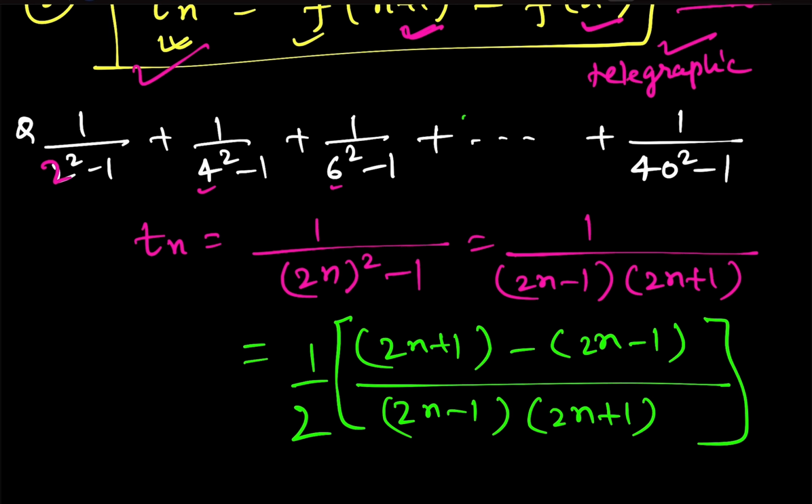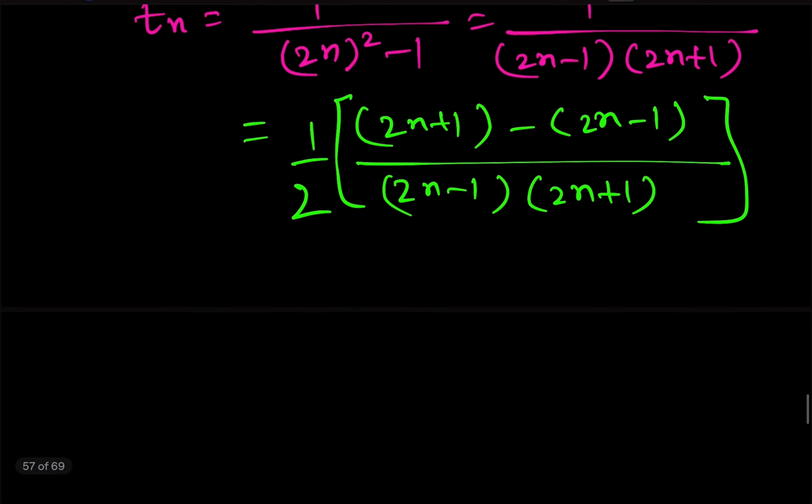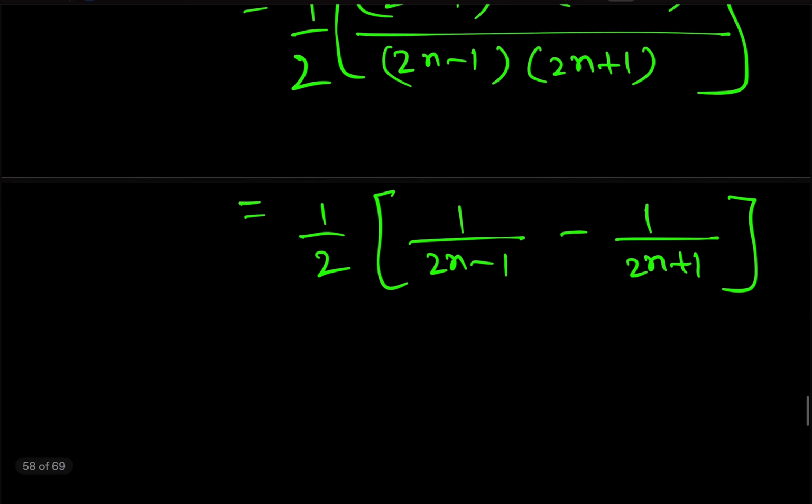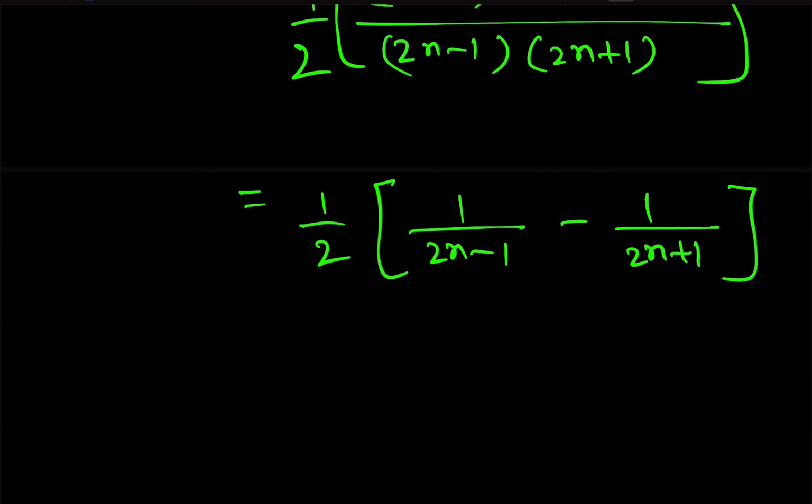If you make this change, what will happen? Now our nth term will expand as, once it gets cancelled from this 2n plus 1, you will get 2n minus 1, and once you will get 2n plus 1. So you can see that you have split it into n plus 1 and n minus 1 form.